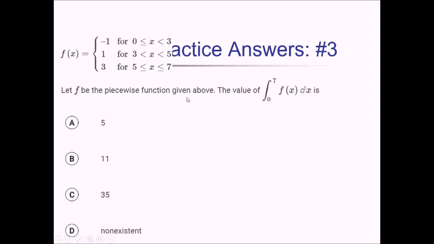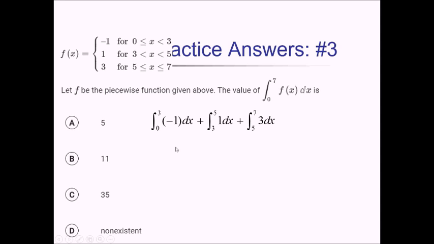So what we're going to do is we're going to split up this integral using these different rules. So I need the integral, for example, from 0 to 3 of negative 1 dx plus the integral from 3 to 5 of 1 dx plus the integral from 5 to 7 of 3 dx. So I'm just giving them each their own little domain here.